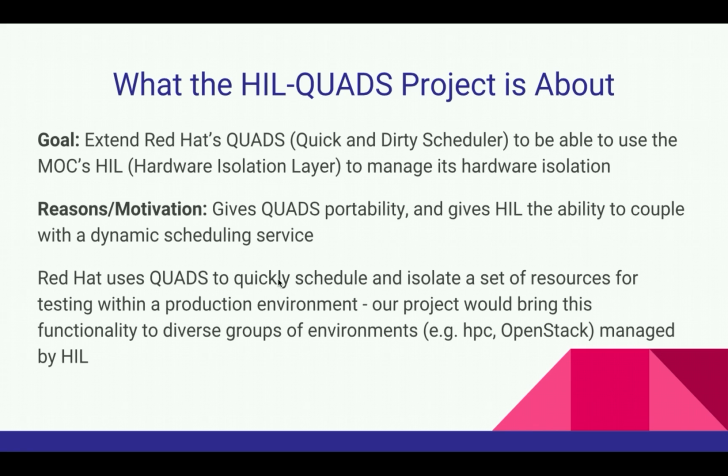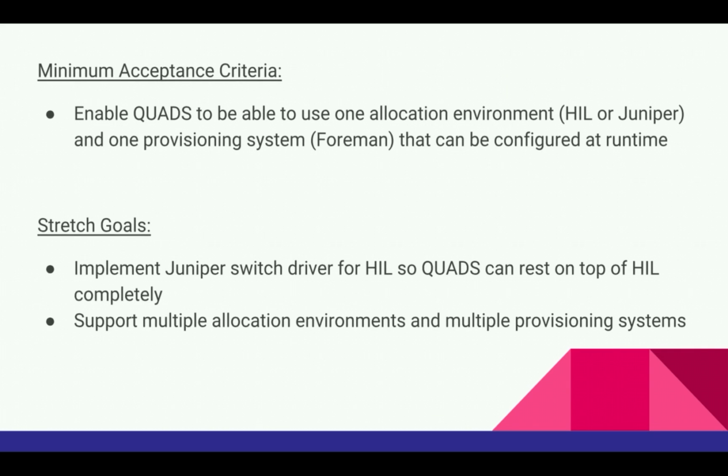So the goal of the project was to extend Red Hat Quads to be able to use HIL. This gave Quads portability and also gives HIL the ability to couple with dynamic scheduling services. So our minimum acceptance criteria would be to enable quads to be able to use one allocation environment and one provisioning system that can be configured at runtime. And these are our stretch goals at the start of the project. That is to implement Juniper Switch driver for HIL so quads can rest on top of HIL completely, and to support multiple allocation environments and multiple provisioning systems.